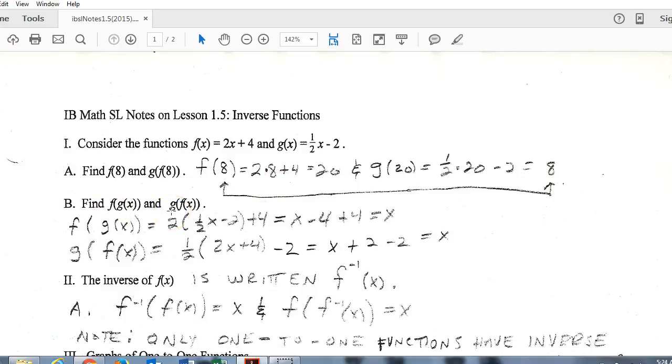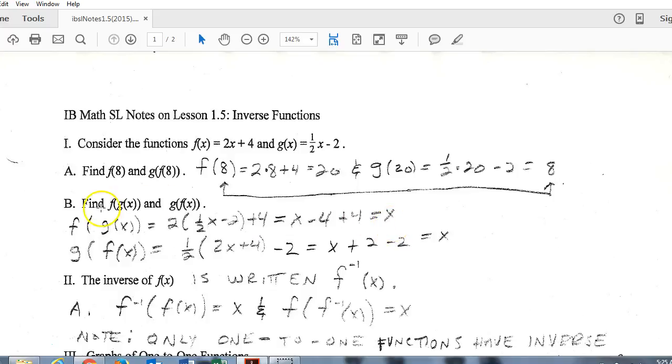Here's how that would look with just letters instead of numbers. But the same idea applies: whatever we started with here, we end with, if they are inverses of each other. So even with letters, if I took g of x, so x is our domain, and we plug the g of x function into the f of x function, we should get back what we started with if we do this correctly. So here we are taking g of x and plugging it into f of x, and if we clean all that up, you can see we get back what we started with.